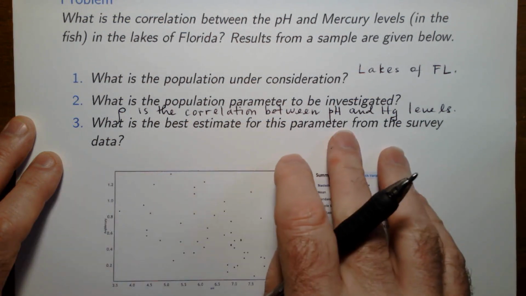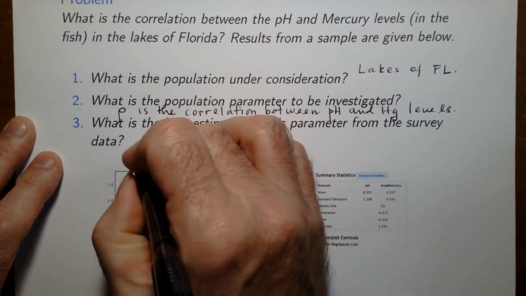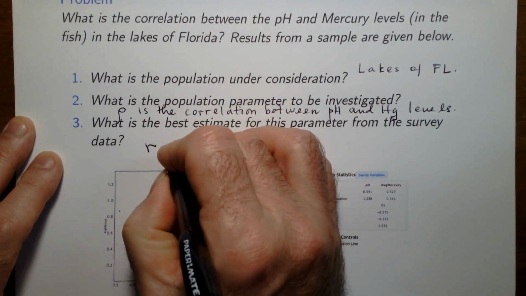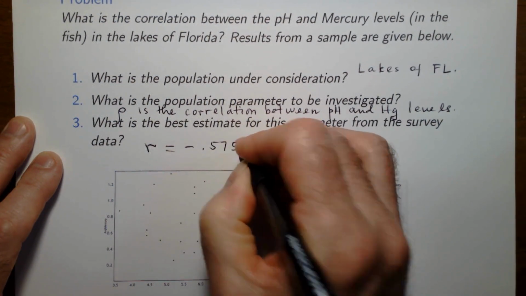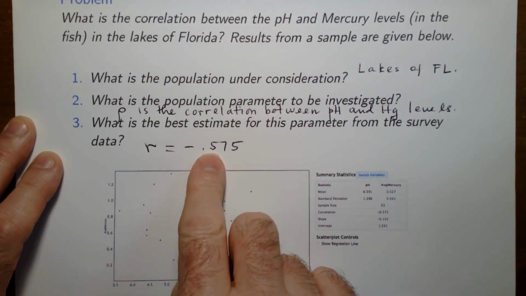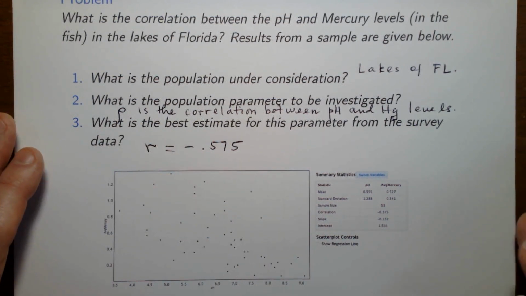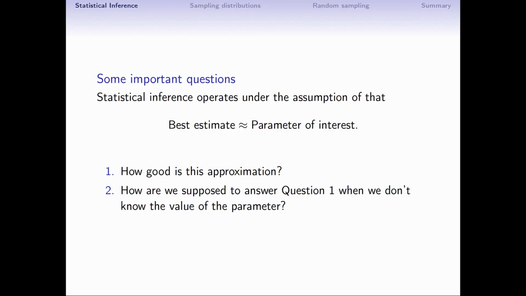So our best estimate for this parameter rho is what we would call a sample correlation notated by r, and it is negative 0.575. We could use this to estimate that. That's the idea. All right, so that brings this problem to a conclusion. I'll join you back at the class notes.